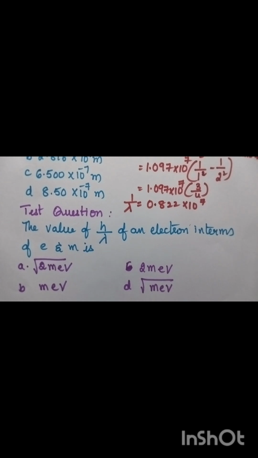Finally, I would like to conclude this video by sharing the test question. The value of h by lambda of an electron in terms of E and M is A square root of 2 MeV, option B MeV, option C 2 MeV, and option D square root of MeV.